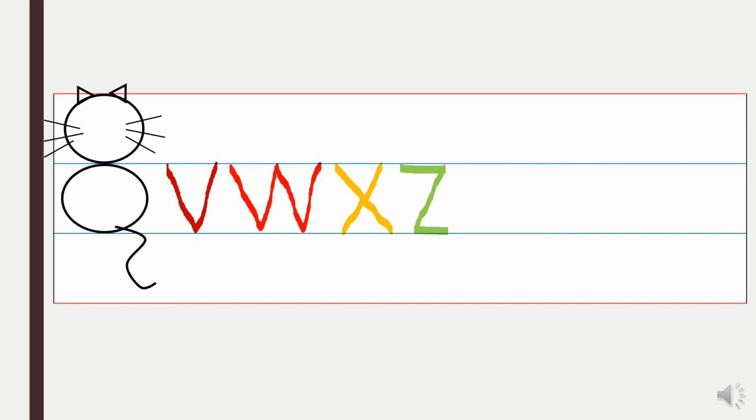Now the next letter is the letter A. So we need to start from the blue line, come down, give an upward curve, come down along the same line and give a small curve here. That is the letter A. So all the letters we've been seeing till now, all these letters are body letters.